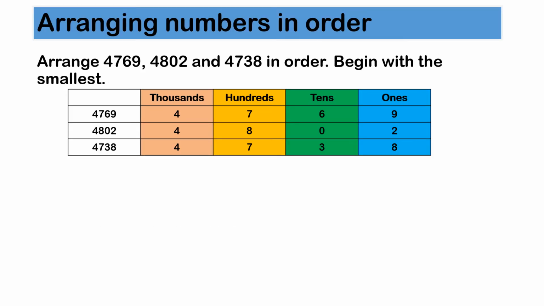So now let's move on to arranging numbers in order. We are given the numbers 4,769, 4,802, and 4,738. And we must arrange these from smallest to biggest. First, you have to put the numbers in place value charts so that you can compare the numbers easily.